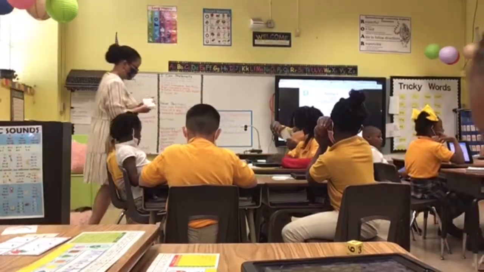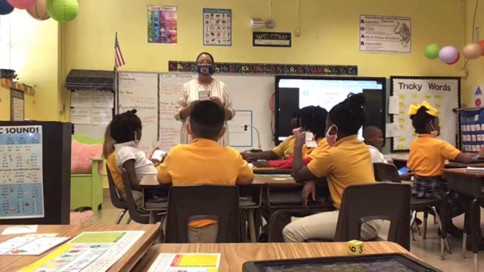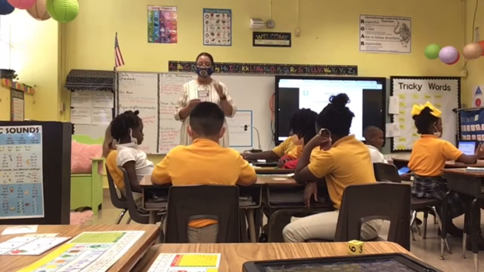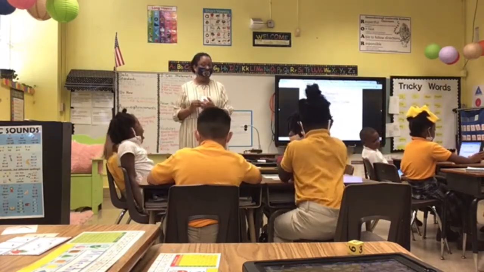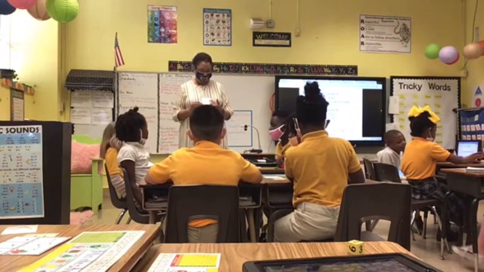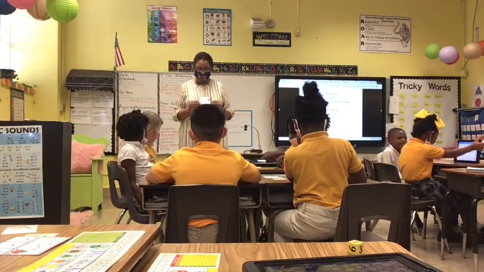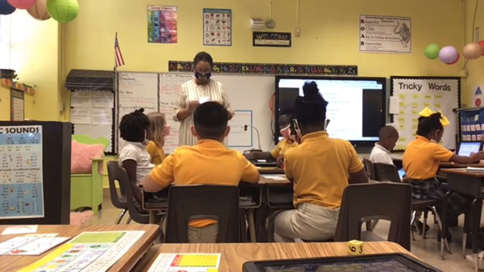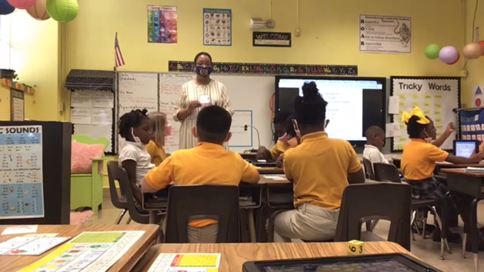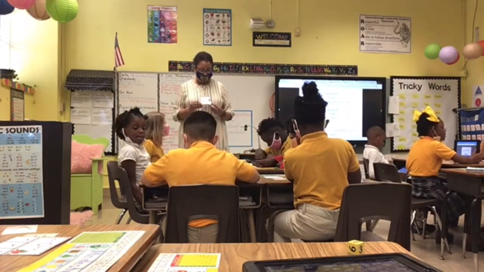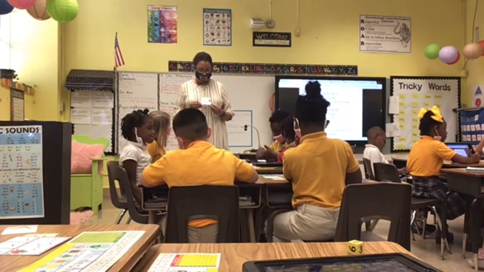Eyes on me. Cards down. My card has 989 and 898. 989 is greater than 898. And I can read it from left to right and right to left. 898 is less than 989.